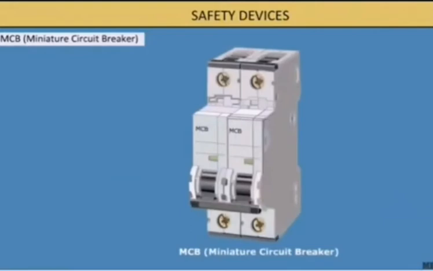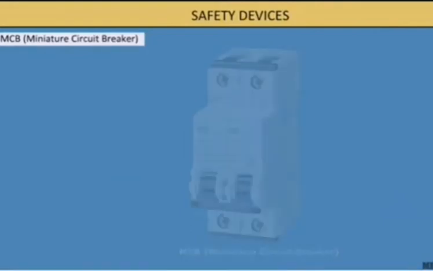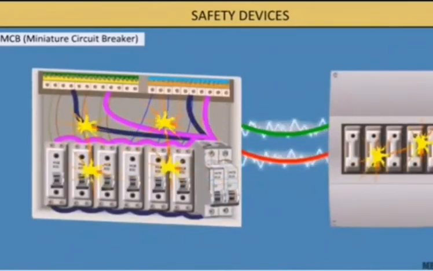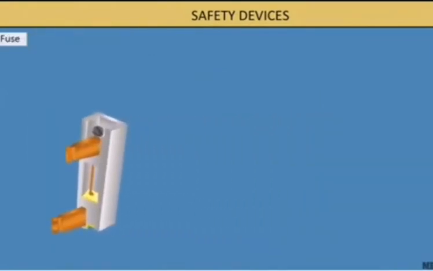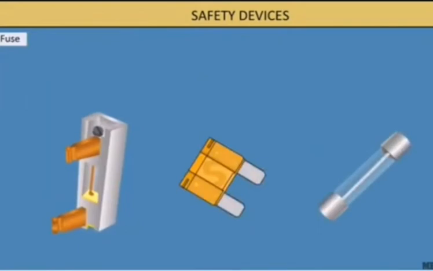Now MCB, miniature circuit breaker, is used to protect the circuit from strong current. Strong current leads to overheating of wires, which results in fire. A fuse is also a protection for the circuit, which consists of a thin wire of low melting point.